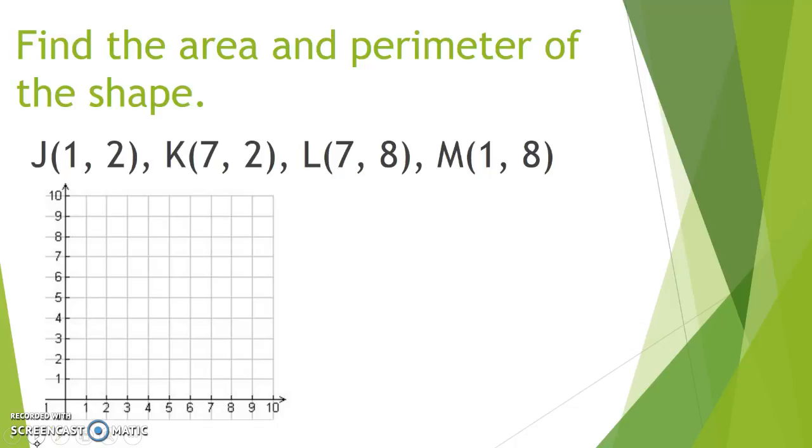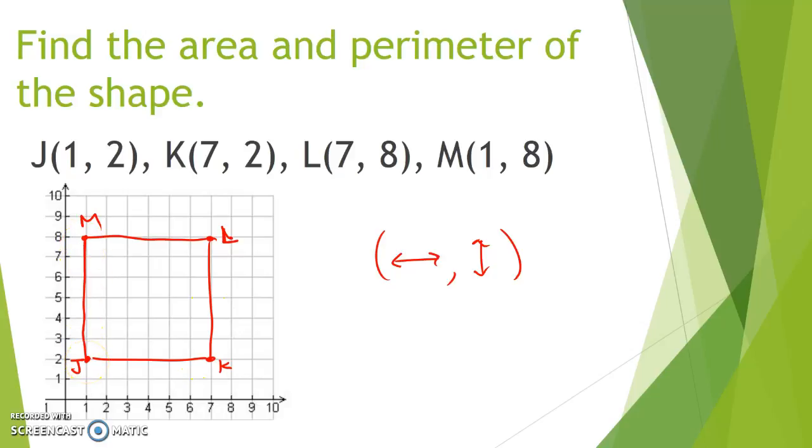Okay, so here it says find the area and perimeter of the shape. So what we have to do first is plot our 4 points. And remember, we're going to go left or right first, then up or down. So we're going to go 1, 2, and we're going to label that. We have to make sure we label our points, J. Our K is 7, 2. Label that K. L is 7, 8. Label that L, excuse me. And then M is 1, 8. Connect those together.